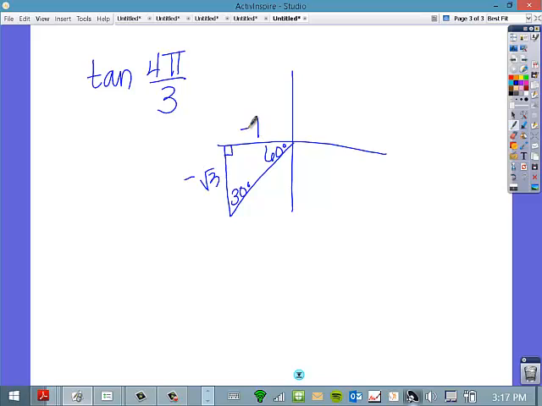Across from the 60 is root 3, but it's negative root 3. Across from 30 is 1, but it's negative 1. And across from the 90 is 2.